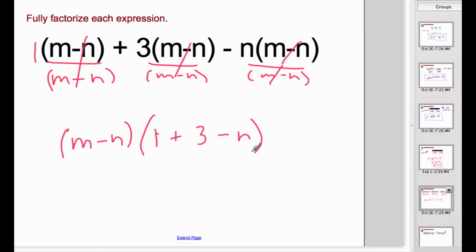Do you have any tricks, Miss Conley, for making sure that you got all of the coefficients, all of the terms? Well, the original expression had 3 terms, so when you divide by the HCF, each one of those terms should have a result, so you should be left with 3 terms in the bracket. So if you forgot that 1, then you would have only had 2 terms there. But now we have to look at what's in the brackets and see that there's some like terms we can combine, the 1 and the 3. So that leaves us with m minus n times 4 minus n.